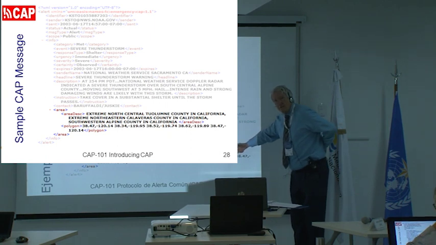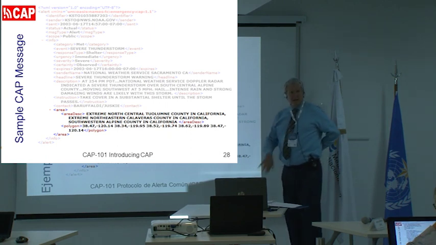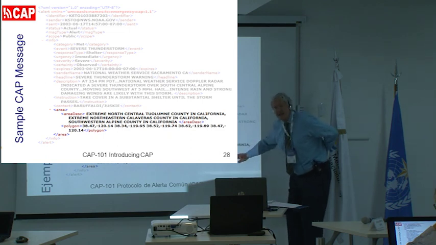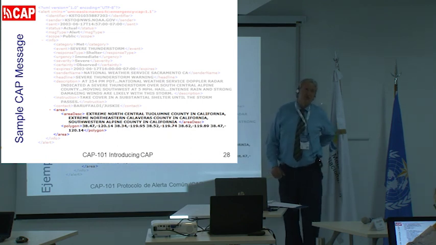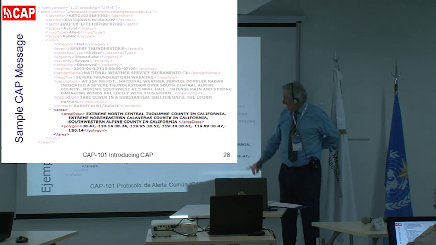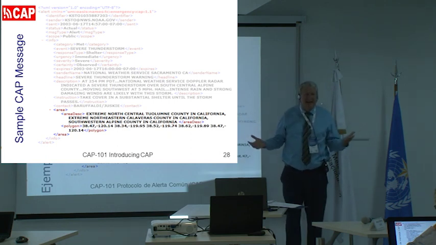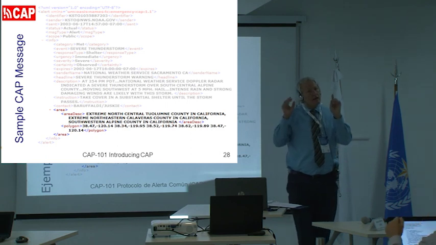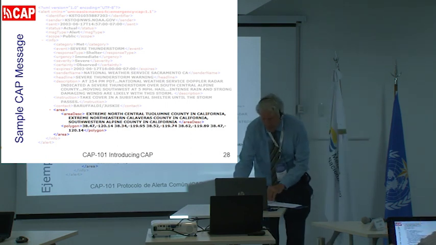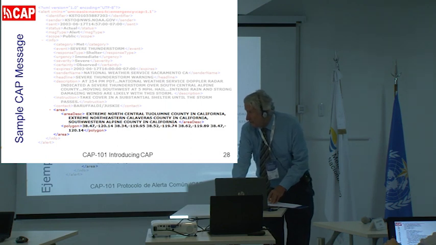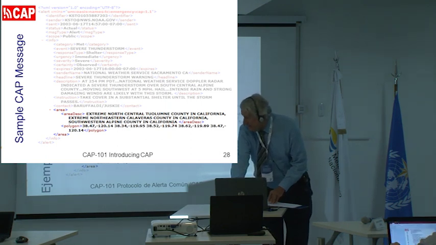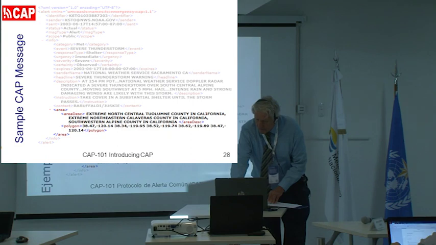Humans are comfortable with the text. Machines go, hey, what? Machines are comfortable with lat-long vertices. You read this out to a person, and they go, excuse me? How am I supposed to understand that? So with CAP, what we've done is we put the two kinds of information, or if you will, information and data, in the same message.